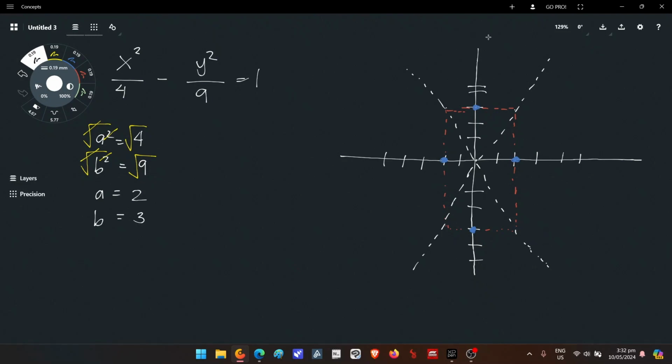So let's now draw the asymptotes. The hyperbola needs to be touching the vertex, and it should not touch the asymptote. So that's the graph.